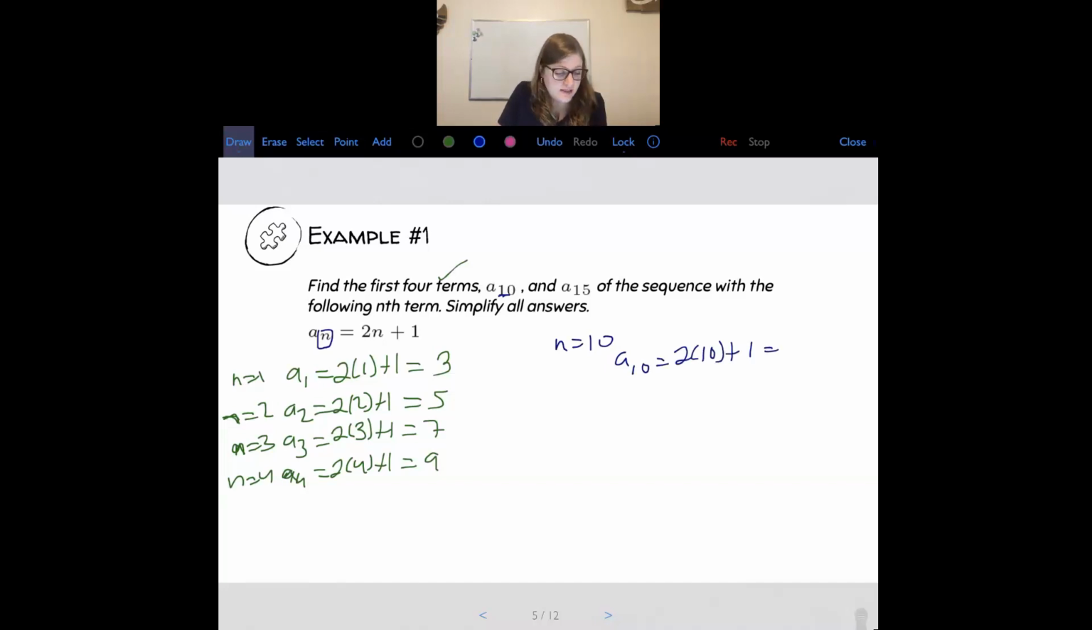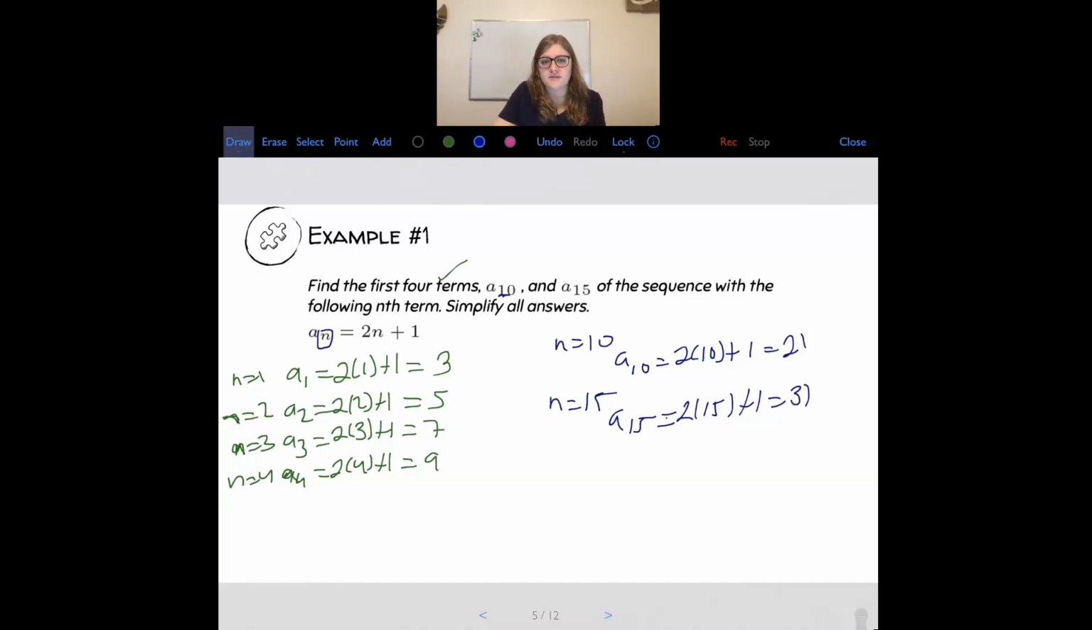So 2 times 10 plus 1 is 21, or 20 plus 1 is 21. And then to get a sub 15, we would plug in n equals 15. So this would be 2 times 15 plus 1, which is 31. So that's the first 4 terms, and a sub 10 and a sub 15.